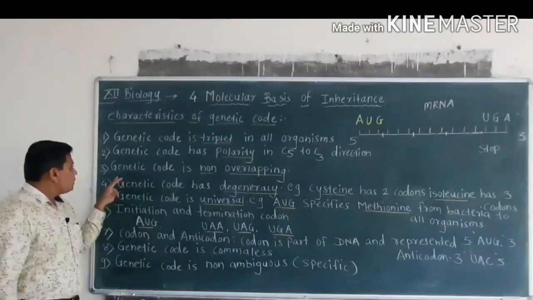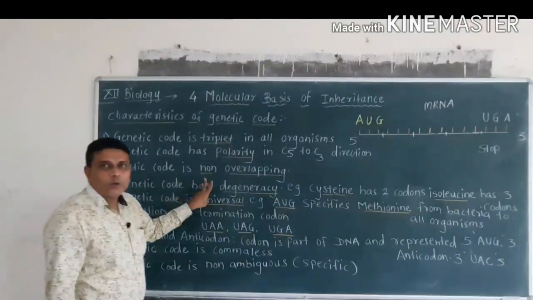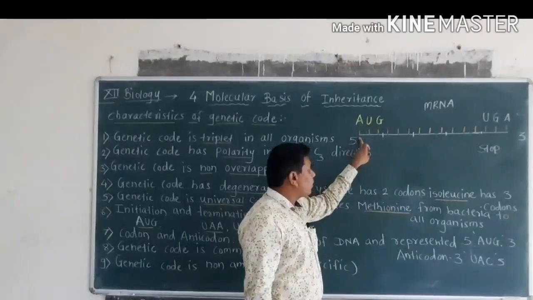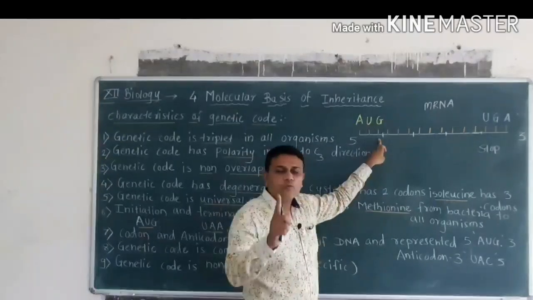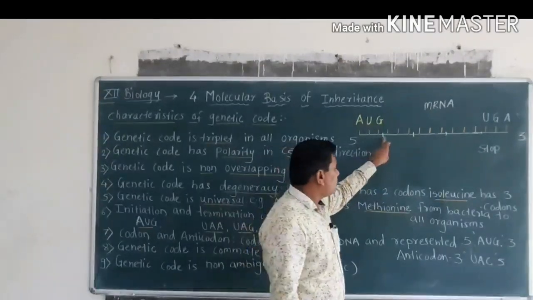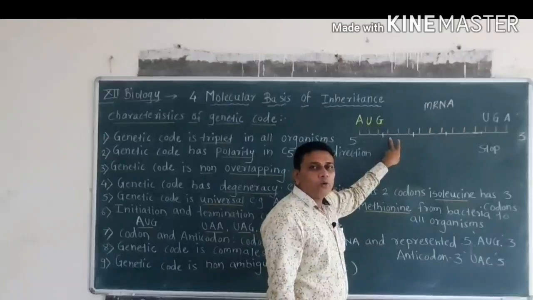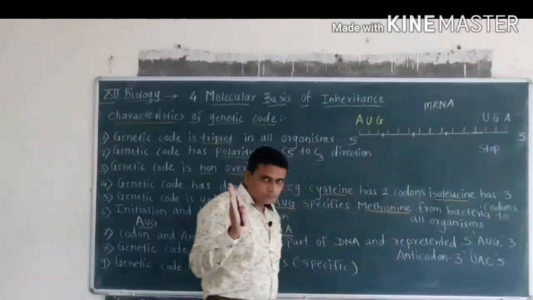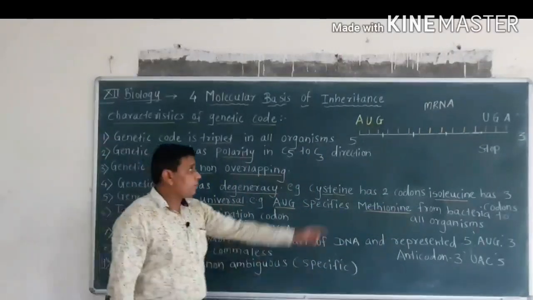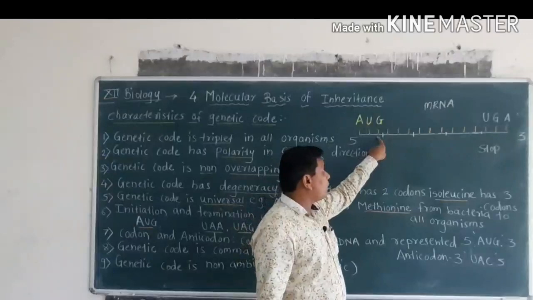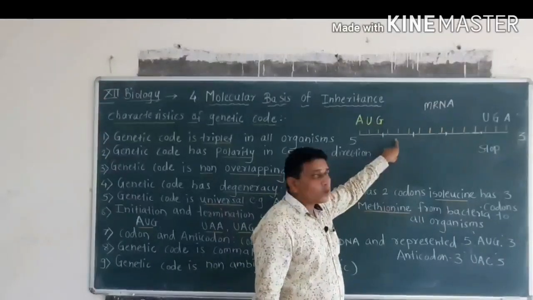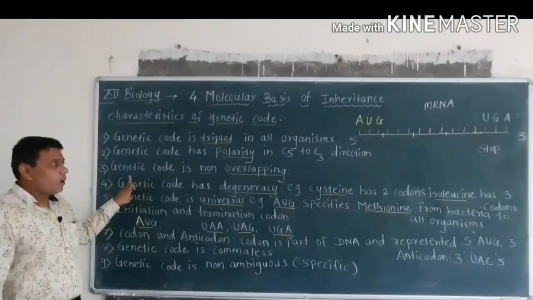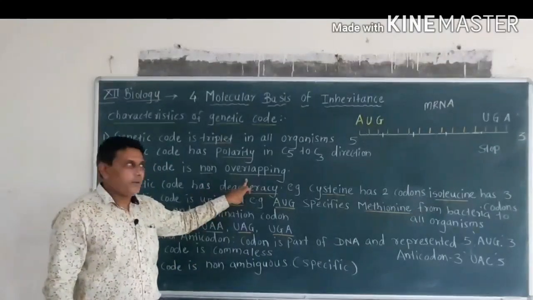Then genetic code is non-overlapping. Here we can see that the genetic code, that is AUG, will code for one amino acid. Then the second genetic code will code for another amino acid. That means they will not overlap with each other. This nitrogen base will not overlap with the nitrogen base of second genetic code. Hence genetic code is called as non-overlapping.